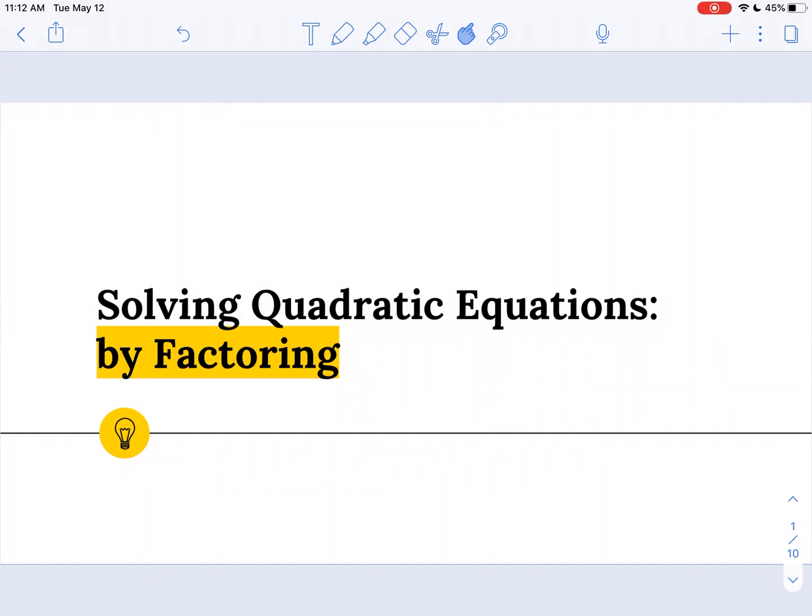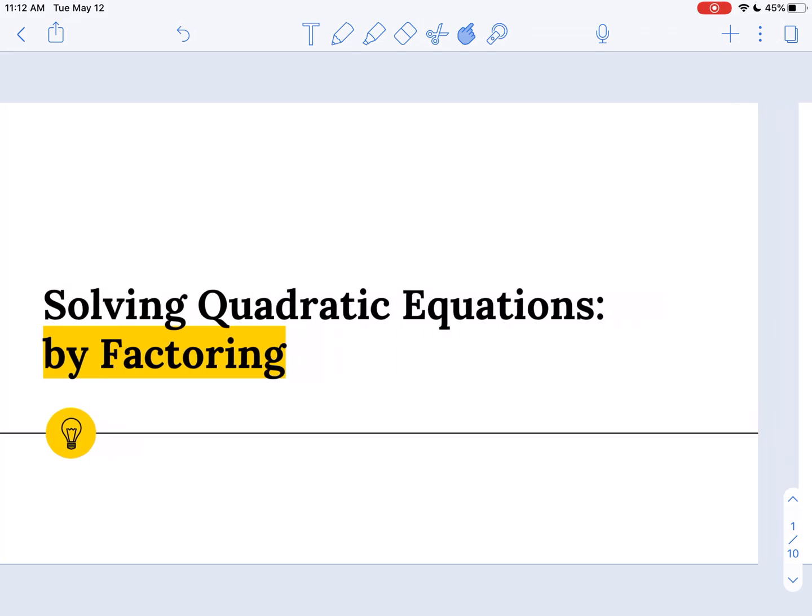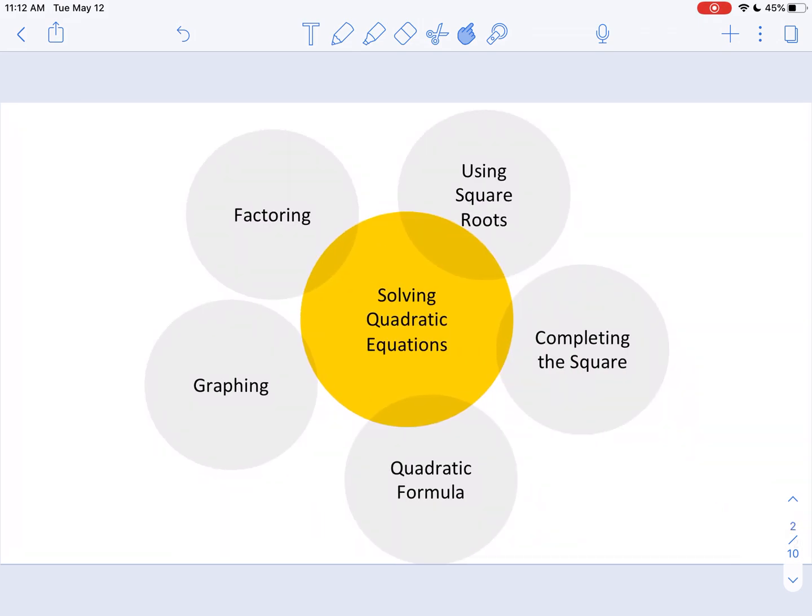Welcome to this lesson on solving quadratic equations by factoring. In the next few lessons, we're going to be exploring different ways to solve quadratic equations. Obviously, today's lesson is on factoring. At this point, we've talked about graphing. Today, we're going to talk about factoring.